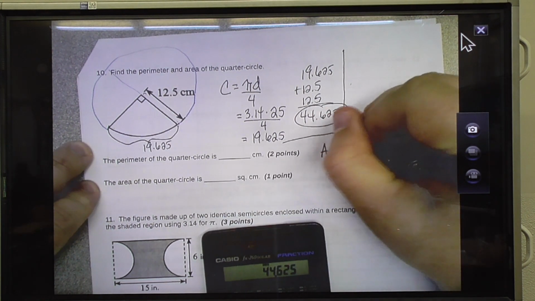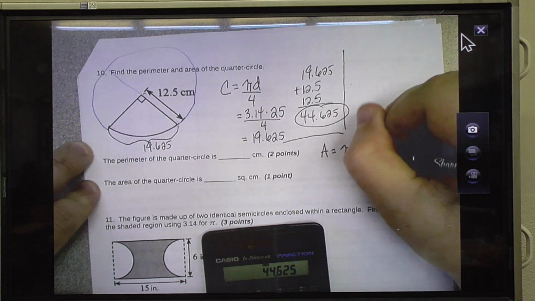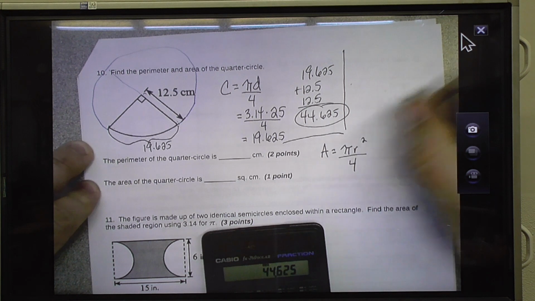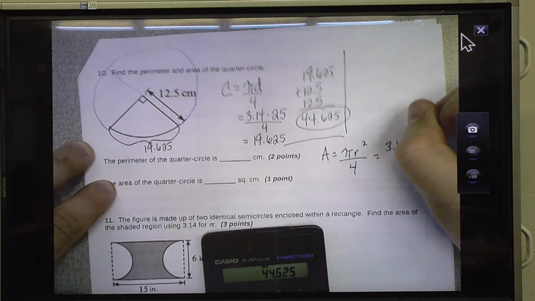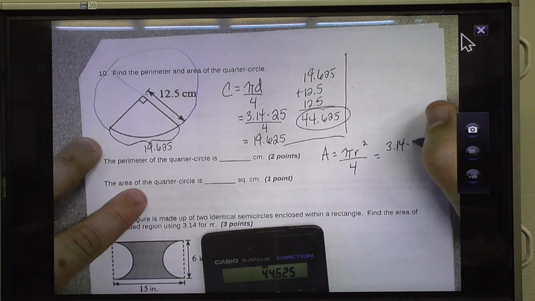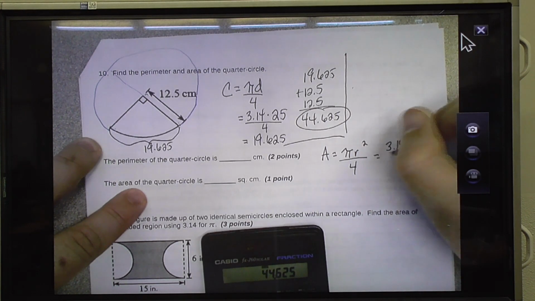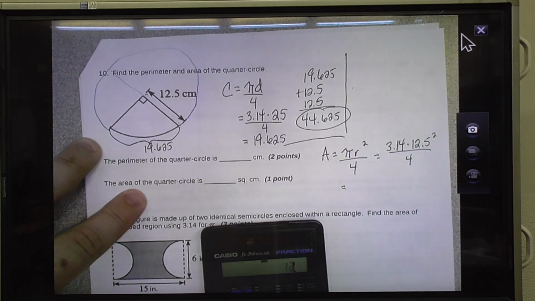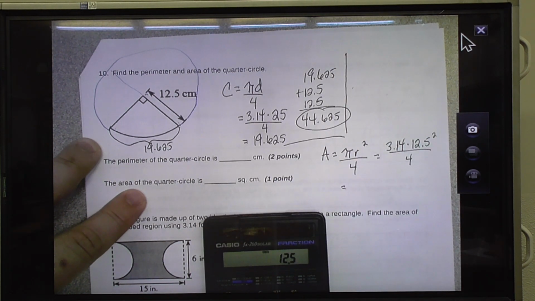To find the area of a quarter circle, it's pi r squared divided by 4. 3.14 times, what's our radius? 12.5. Okay, so it's not 25 anymore, right? That was the diameter. 12.5 squared. Remember to divide by 4. So 12.5 squared, or 12.5 times 12.5, is equal to 156.25.